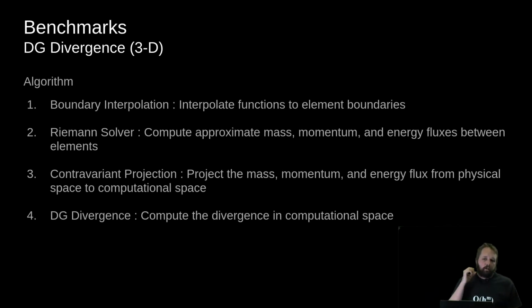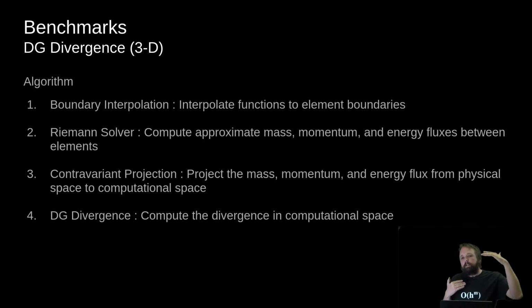So let's talk real quick about the context of the algorithm that we're going to be benchmarking here. When you're doing discontinuous Galerkin methods, for example, when you're doing a CFD solver, the dominant cost is primarily doing this divergence. You calculate the momentum, mass, energy fluxes, then you need to take a divergence of that, and then you usually have some other source terms. This takes up a lot of time.